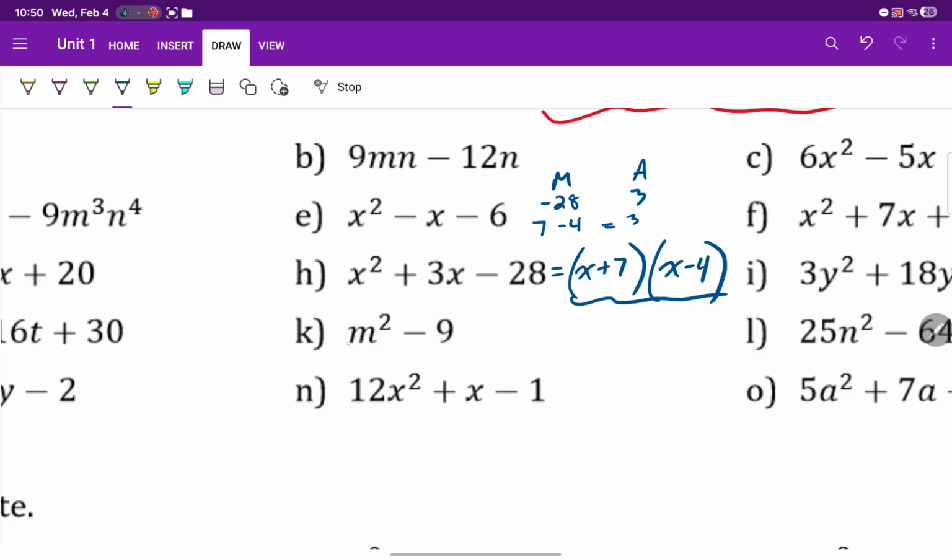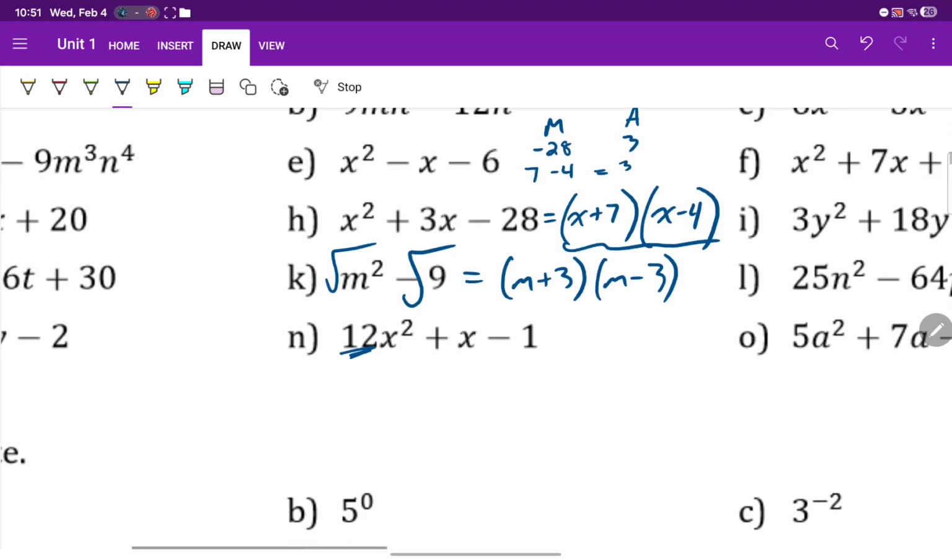K is a difference of squares. Square root. That's equal to m plus 3, m minus 3. So again, just recapping, this is basically a grade 10 review, this section here. And then you have this one here where you have the 12 out front. This is a complex trinomial.